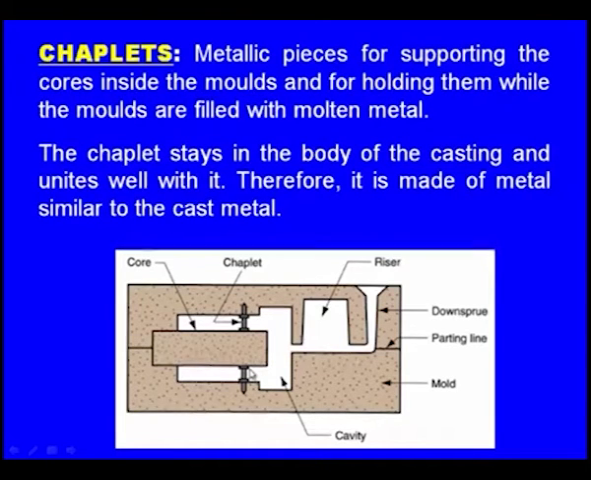These chaplets are the metallic projections. They will be supporting the core inside the molding boxes, and these metallic pieces, the chaplets, are made up of the same material as that of the cast material. Generally the material will be such that their melting point is a little higher than the casting material, so that even when you pour the molten metal, it does not melt along with the molten metal, it partly fuses, and the molten metal comes around this chaplet and the chaplet becomes part of the casting. That is the purpose of the chaplet.